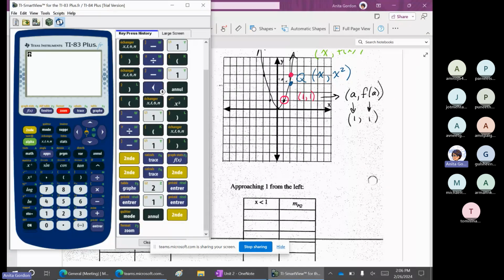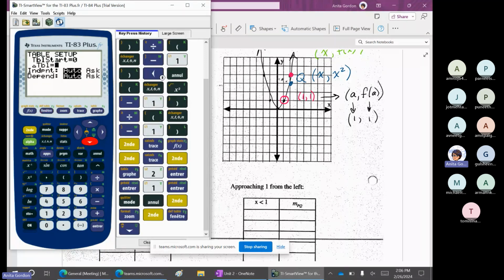Second format, maybe? No. Table set. Yes. Where is table set? Sorry, mine is in French. I'm trying to find my buttons, but I'm not reading it. Second at the top. There we go. Yay. And I wanted to go down to independent and ask. Thank you. My French is not doing me any favors today. Okay, so second window will get you here and make sure that independent is set to ask.